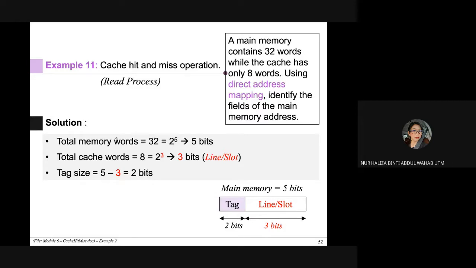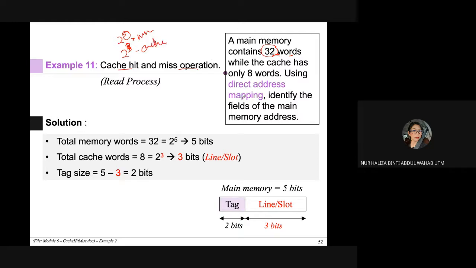Another example is example 11. You can see you have the cache hit miss operations. The main memory you were given with 32, and again please make sure you see the behind. 32 is to the power of 5. Kalau saya silap bagi tahu ya, saya ni dah tua. While the cache is 8, to the power of 3. So you will get 5 bits for main memory, 3 bits for your cache.